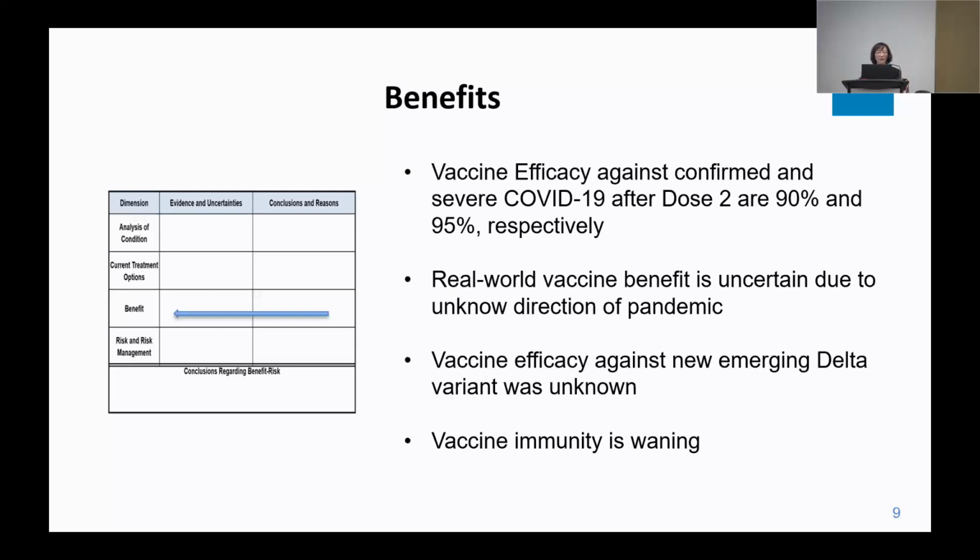And there is another challenge: at that time, there were newly emerging Delta variants. The clinical trial data is mainly based on the original variant strain. So the efficacy of the vaccine for the newly emerging Delta variant is unknown. And we also observe among vaccine recipients that their antibody titers wane over time after the vaccination.